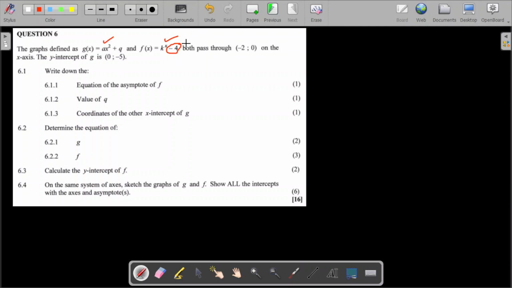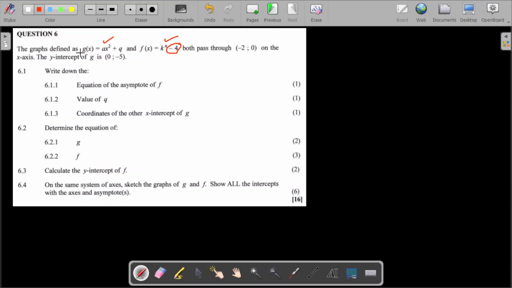Remember now, an exponential graph has one asymptote, which is the horizontal asymptote, which is the y asymptote. So this is the asymptote of the exponential graph.